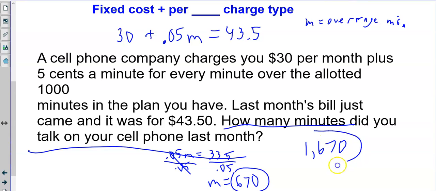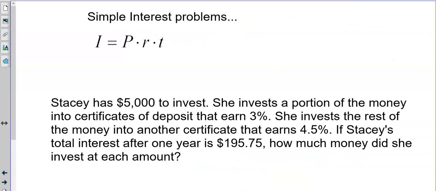So sometimes with word problems, you have to make sure you actually answer the question that was asked. Maybe you expect it to be, how many minutes did you go over? But that wasn't the question they asked. They asked, how many minutes did you talk on your cell phone? So always answer the question that was asked.